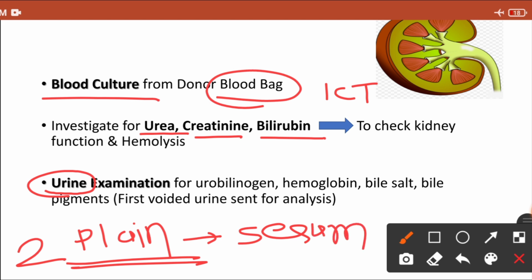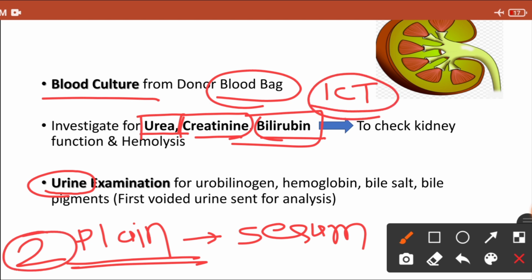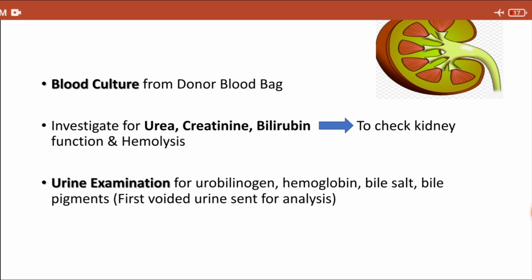The one vacuum is to be sent to the biochemistry laboratory for such urea, creatinine and bilirubin estimation, and from the other second vacuum you need to do an indirect Coombs test and repeat reverse blood group, right? So the sample should be collected in two plain vacuums.